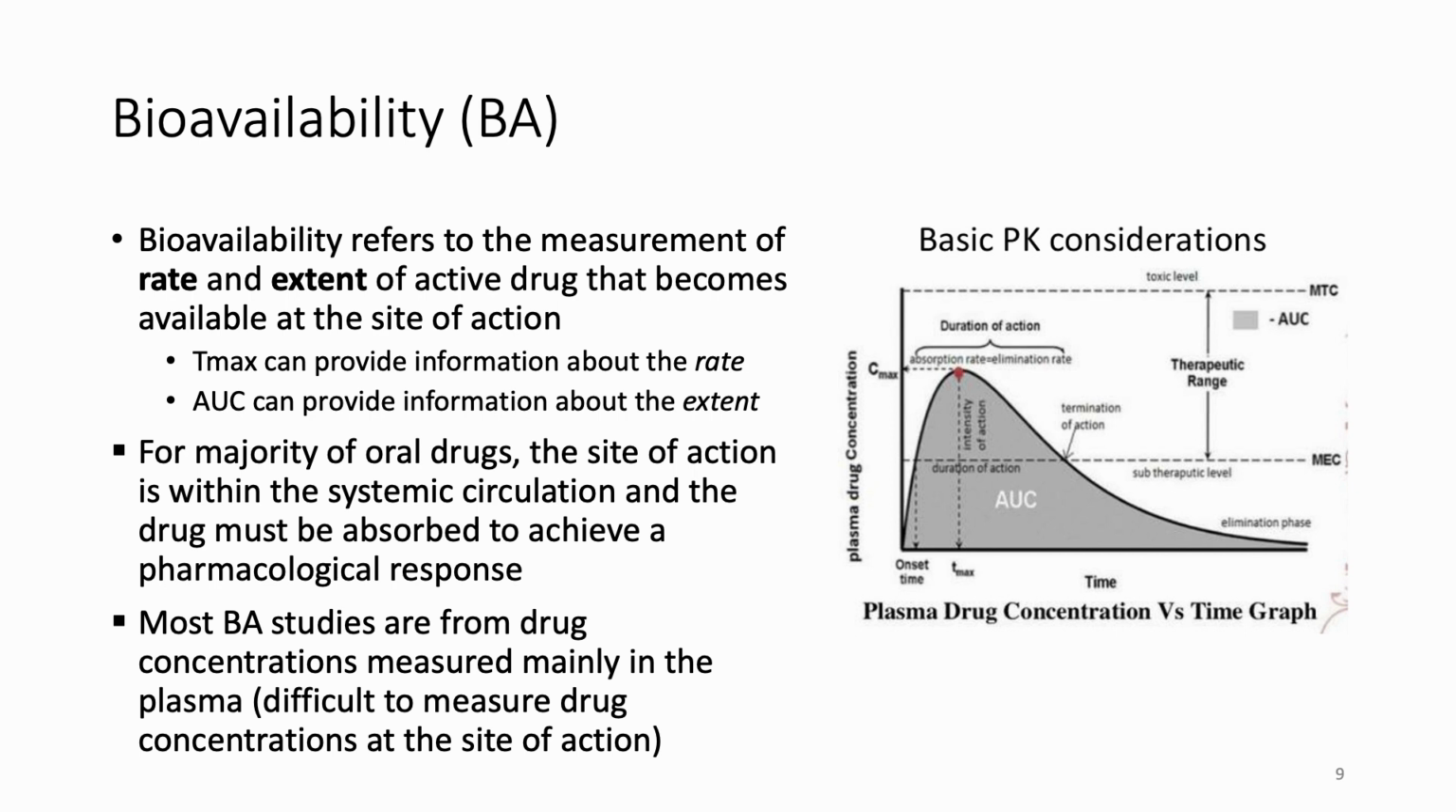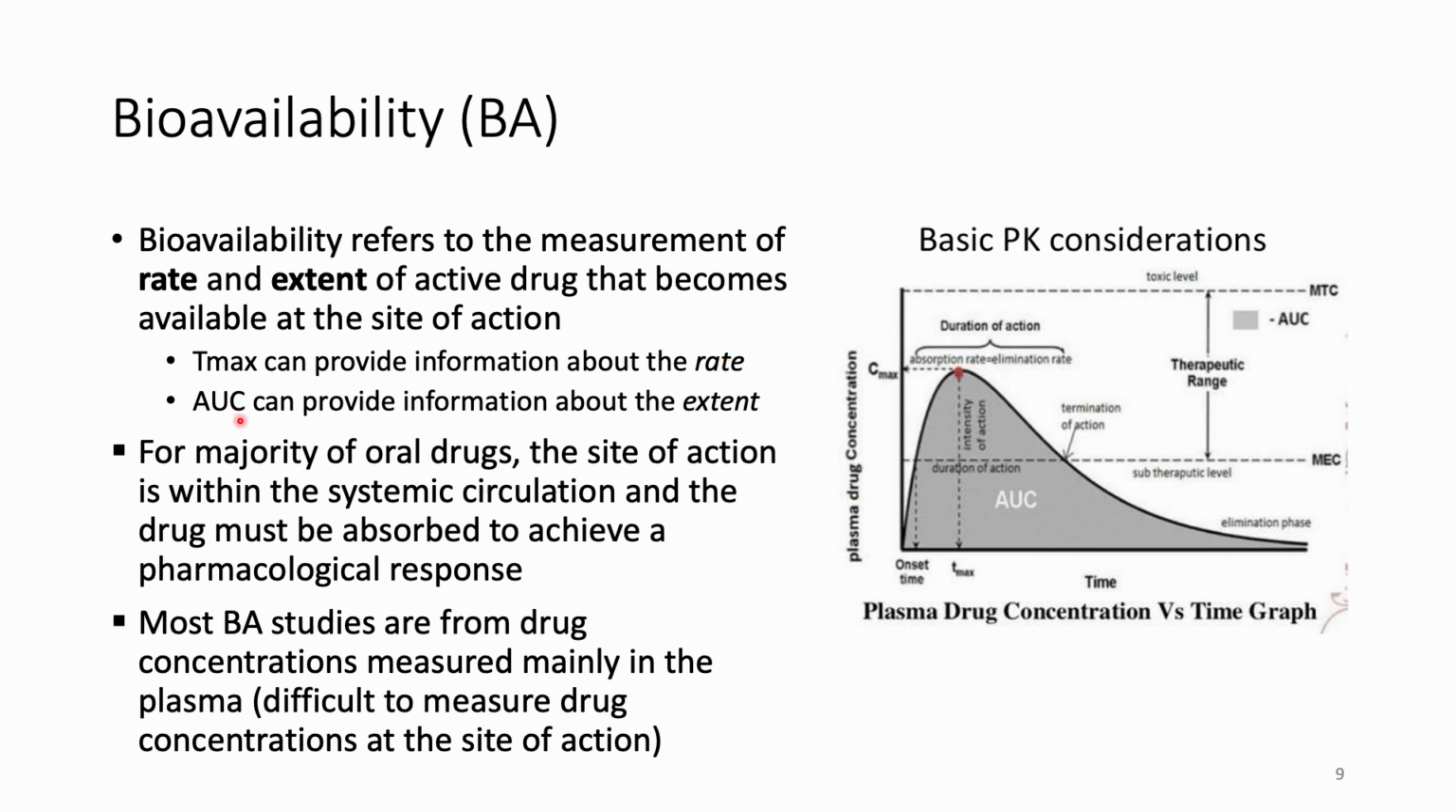So now we go to the concept of bioavailability, BA. Bioavailability refers to the measurement of rate and extent of active drug that becomes available at the site of action. For bioavailability, the related parameters are Cmax, Tmax, and AUC. The Tmax is the time that the drug reaches the maximum concentration. It can provide information about the rate, that means how fast the drug is absorbed. The shorter the Tmax, the faster the rate of absorption of the drug.